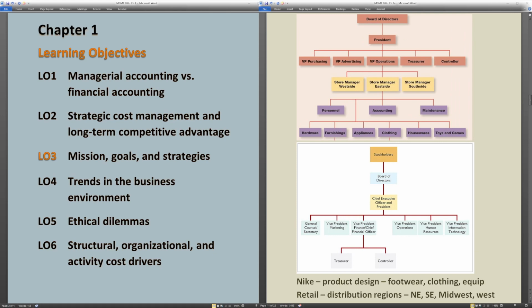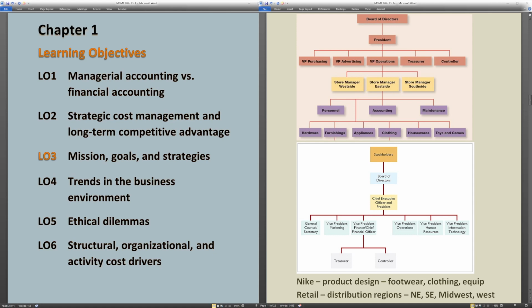And so from the organizing, or at least the organizing human resource part of it, here's another view of some common looks at how companies organize themselves. So in the top one, which is from our textbook, this is a company that has, instead of a CEO, a president, VP of purchasing, advertising, operations, and you notice the treasurer and controller report to the president.